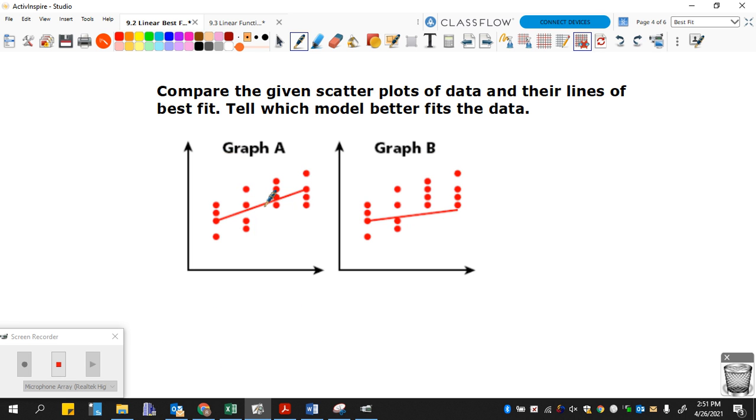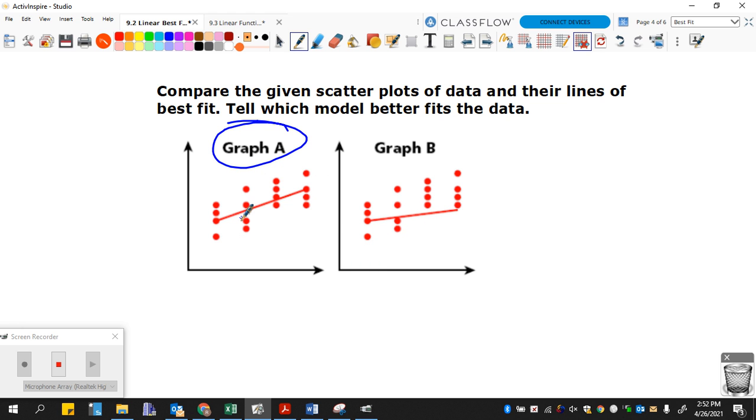All right. Now, this says compare the given scatter plots of data and their lines of best fit and tell which model better fits the data. Well, remember I had said that with the line of best fit, you want to have about the same amount of points above the line as you do below the line. Okay, and you want to have it close together. So graph A looks like there's a few more points above it, but graph A is better than graph B. Graph B only has 3 points below it.